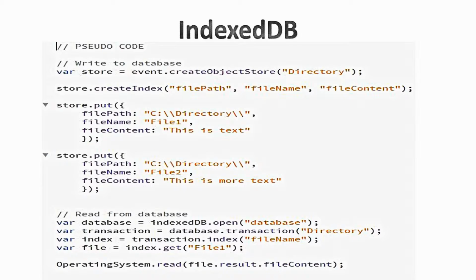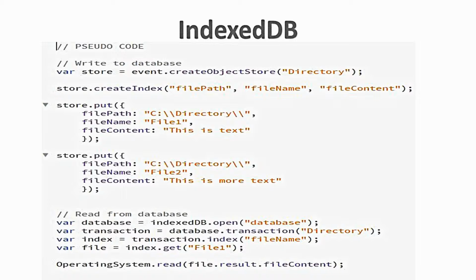Looking at some simple IndexedDB pseudocode, we can see how easy it is to store new files within our operating system. We first create an object store in the database and we name it directory to keep things simple. We then create indices of the collection of information each file contains in our operating system. This information includes the path, name, and content of each file. We could then simply add new files to this directory by supplying information about the path, name, and content of each file.